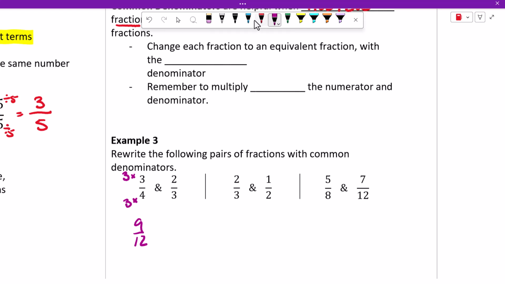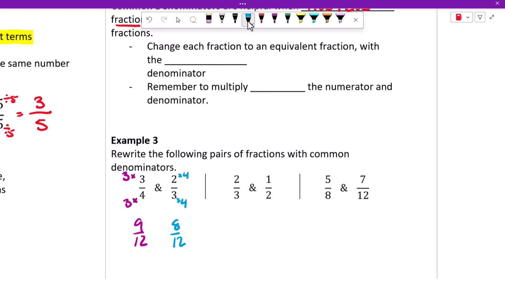And you do the same thing to the other side. I want to turn this 3 into 12, so I have to multiply by 4. And I multiply this by 4. And I get 8 over 12. Okay? Now, we'll talk about adding fractions in a couple of days, but once they have a common denominator, we can add them. Another thing we can do once the denominators are the same is compare numbers.